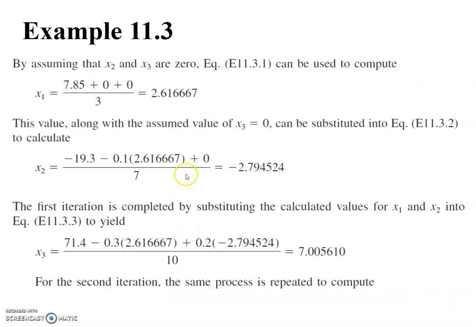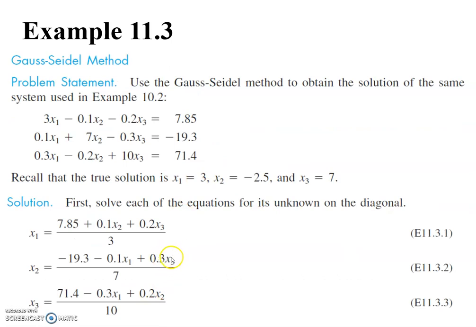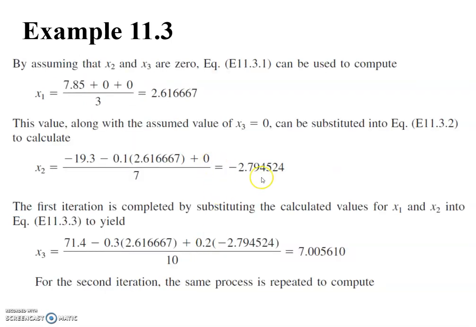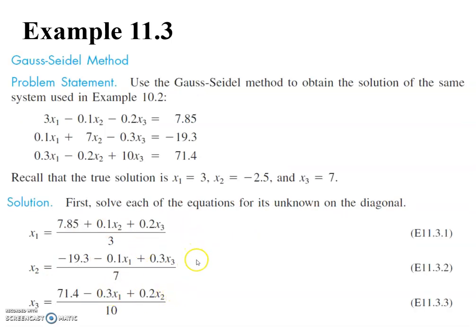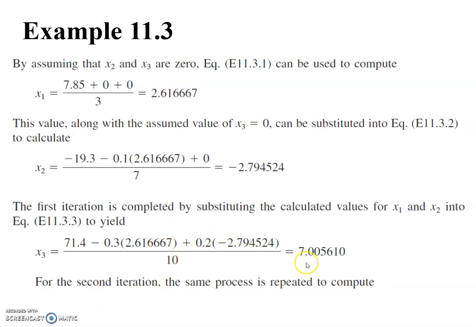In the first iteration, we will take x2 and x3 as 0. Then we can find the value of x1, and from x1 we will find the value of x2. In this case, we will use the previously calculated value of x1 to find x2. For x3, since up to now we have not calculated its value, we will use 0 over here. So in the first iteration, we get the values of x1 and x2 like this. Then when we go to x3, by that time we have already found the values of x1 and x2, so we can use these values here, and this will give us x3.